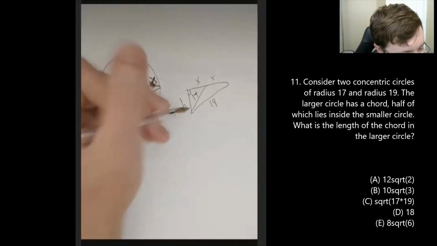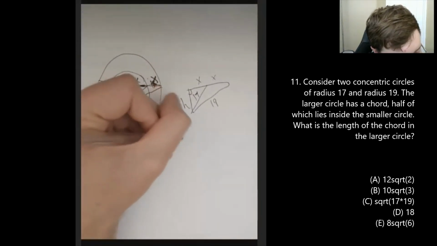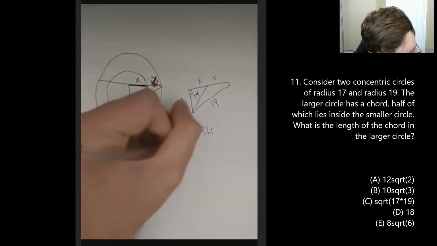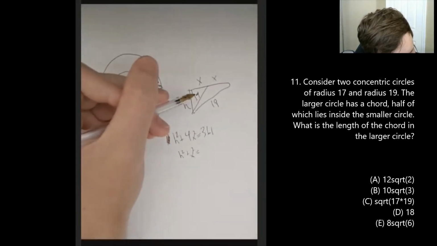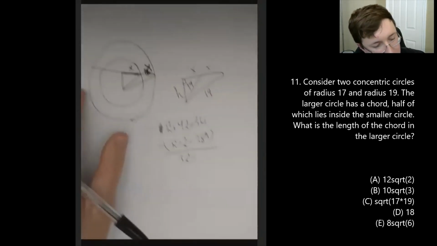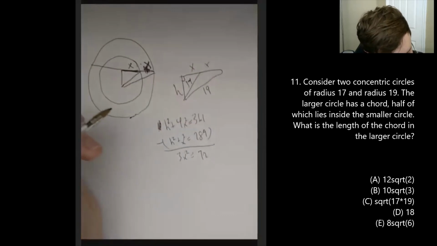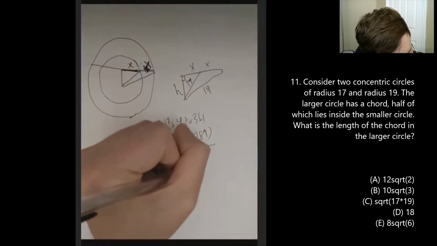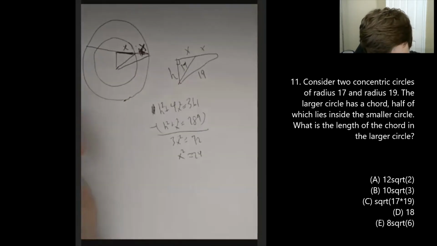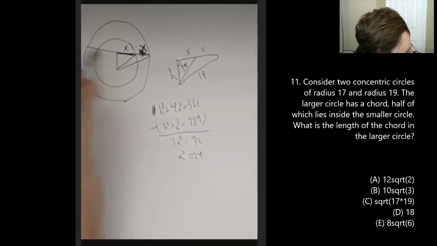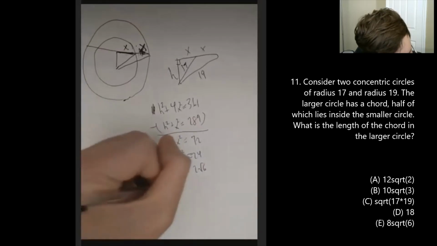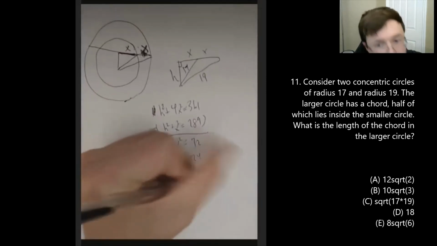Okay, so we've got H squared plus 4x squared is 361, and H squared plus x squared equals 289. So I subtract these, I get 3x squared equals 72. X squared is 24. So then what's the length of the chord in the larger circle? Okay, so I've got 4x. X is 2 root 6, so it should be 8 root 6. Okay.